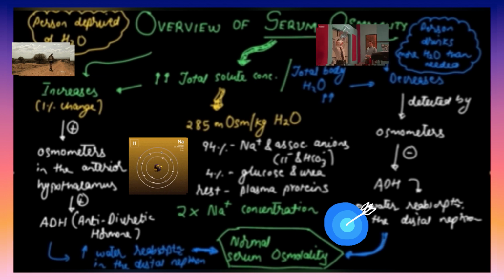ADH increases the insertion of water channels in the principal cells of the late distal tubules and the collecting duct, and increases water reabsorption. But if it decreases when a person drinks a large amount of water, then ADH decreases and no water is reabsorbed, and that is how serum osmolarity is restored.